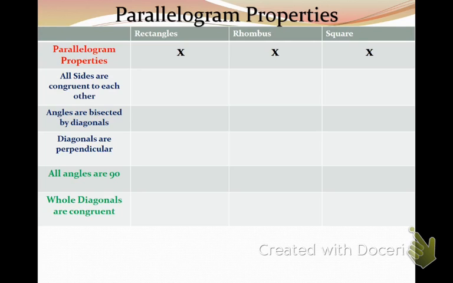The second, all sides are congruent to each other. Okay? What is the definition of a rhombus? Parallelogram with 4 congruent sides. So all the sides are congruent in a rhombus and in a square, because a square is a type of rhombus. The third, angles are bisected by diagonals. This is a rhombus, which means it also works for a square.